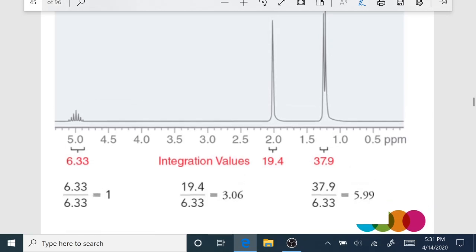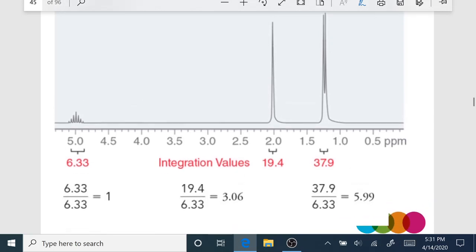All right, so let's look at this next one. We have 3 signals in this NMR. We have 1, 2, 3. Our first signal is 6.3, next signal 19.4, next signal 37.9. So if we divide the 6.3, that's our lowest number. We're going to take our lowest number, divide that by itself, and that's going to give us our ratio of 1, and then everything else is going to be relative to that, okay? So 6.33 divided by 6.33 is 1, 19.4 divided by 6.33 is 3, 37.9 divided by 6.33 is 6. That gives us a 1 to 3 to 6 ratio of hydrogen.